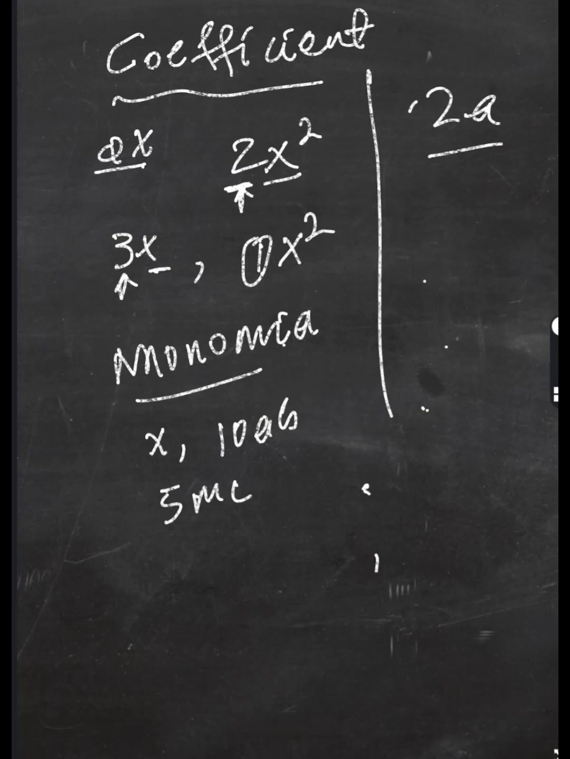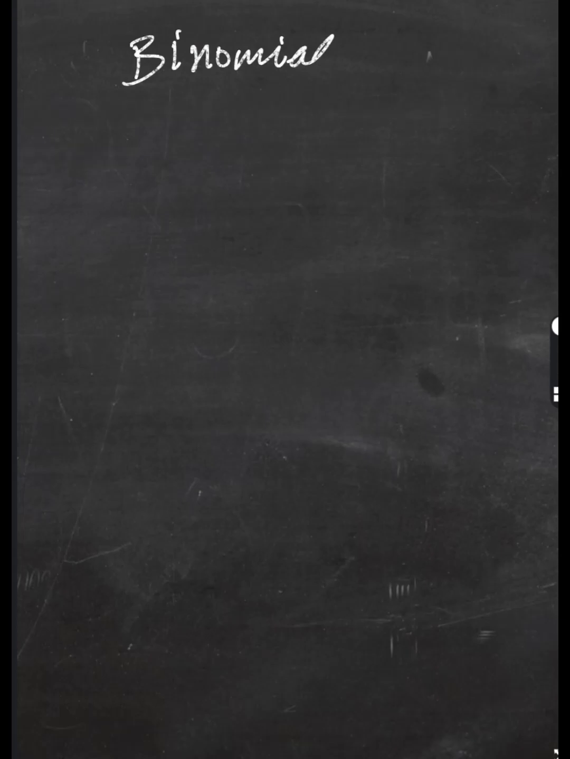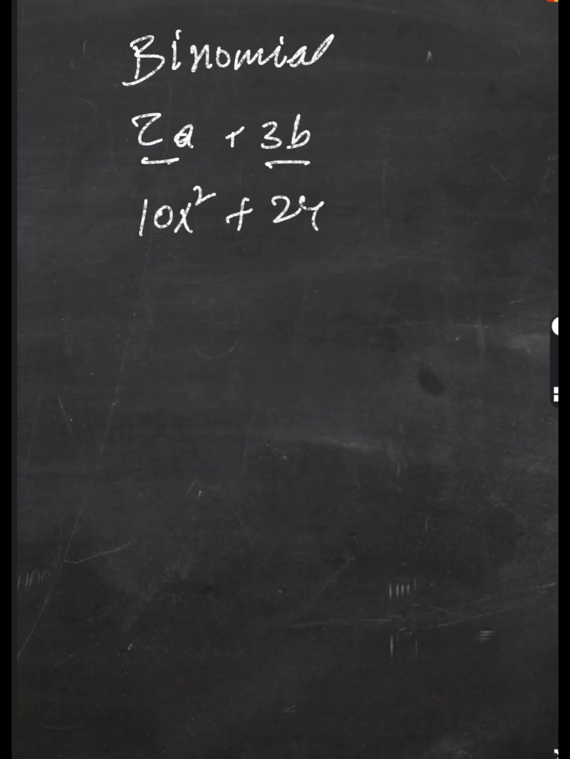On the other side of monomial, we could have binomial. A binomial is an algebraic expression which consists of 2 non-zero terms. For example, 2a plus 3b is a binomial because we have 2 terms. 10x squared plus 2y is a binomial.